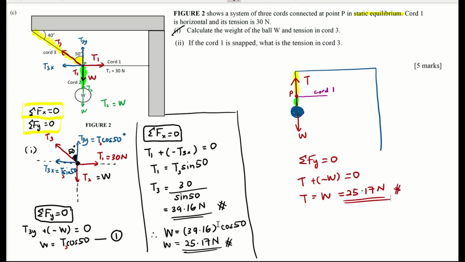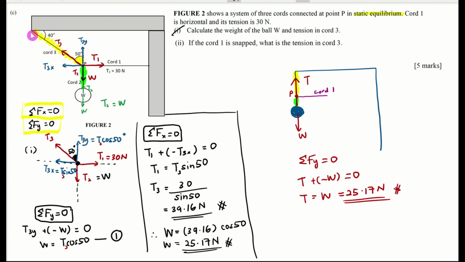Soalan nampak macam susah, tapi sebenarnya you can imagine sikit. If the cord one is snap, putus ni, ni dah tercabut. So apa jadi? Jadi tali ni dia akan bergerak, dia akan swing, bergerak, and then dia akan hanging pada sini saja. Angle tu semua dah tak ada lah. Angle ini 40 degree, dah tak ada. Yang ini pun dah tak ada. Kan? Kenapa dah tak ada? Sebab tali ni dah putus. So dia akan tergantung saja.